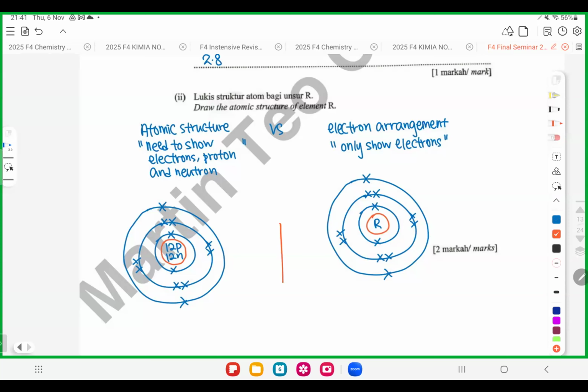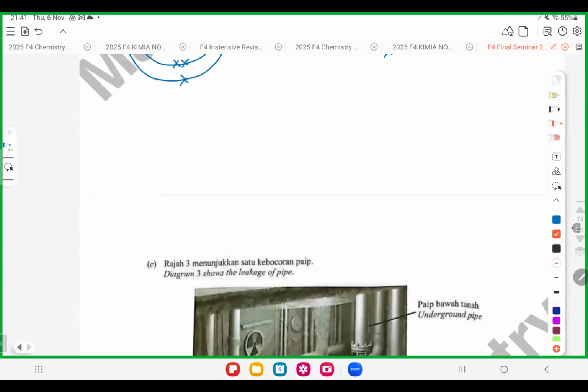So I hope you can learn from here. Okay, I hope you can really see the difference between electron arrangement and atomic structures. They are not the same. That's why this is something I keep telling you all. Something that you thought you know, but maybe you lose the mark and you not even know the reason behind. So this is something that you have to be very careful. There are a lot of small details in your chemistry. Okay? All right. Next one.